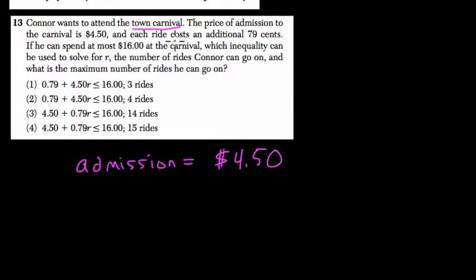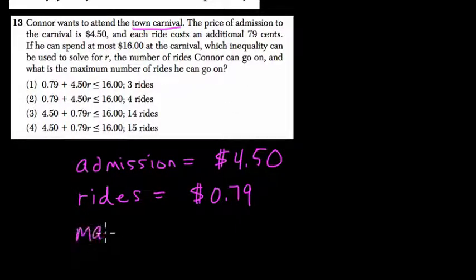And then each ride costs an additional 79 cents. So I'll write that in dollars. So rides equal $0.79, right, or 79 cents. And then if he can spend at most $16, so the maximum amount of spending that he can actually take part in here is $16, right? So he has $16 to spend at the carnival.